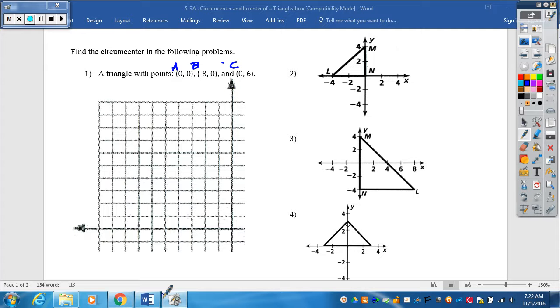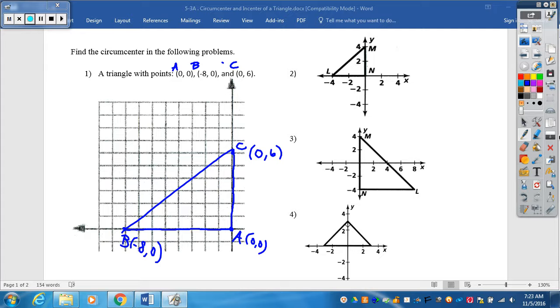And if we go ahead and graph those, A is here at 0, 0. Okay, B is at -8, 0. So here's B, -8, 0. And C is at 0, 6. So 1, 2, 3, 4, 5, 6. Okay. And so if I go ahead and connect these with my straight edge, actually, let me put this down, 0, 6. Okay. We need to go ahead and figure out where the circumcenter will lie.